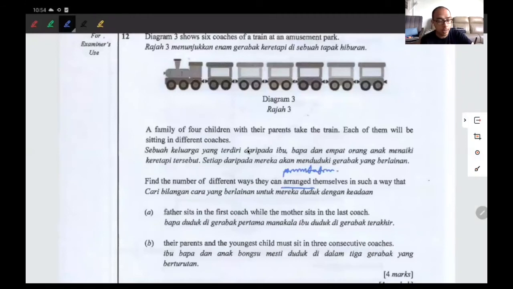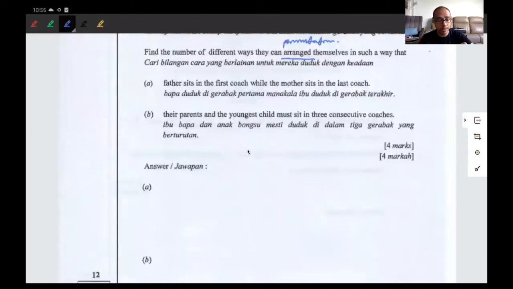Permutation is nPr or factorial, depending on whether you want to arrange everybody or whether you want to arrange a few. In such a way that the father sits in the first coach, the mother sits in the last coach. My favorite method is to put this. Father must come here, mother must come here. How many fathers are there? One father, so one way. How many mothers are there? One way. And then you don't care how the children are arranged.